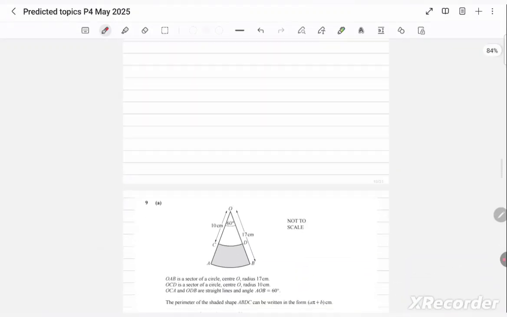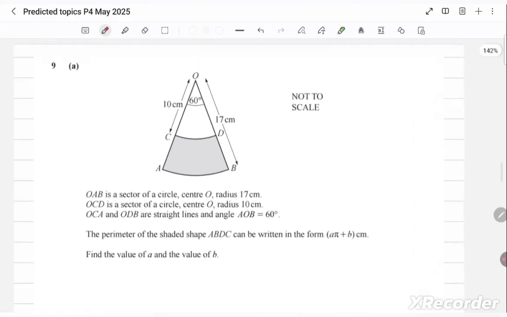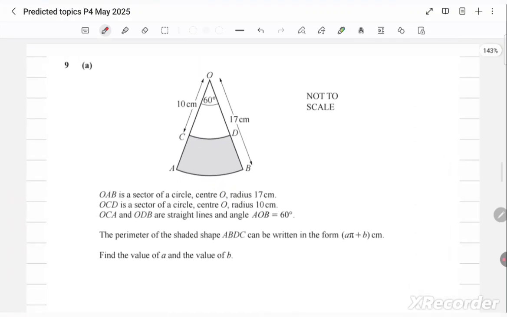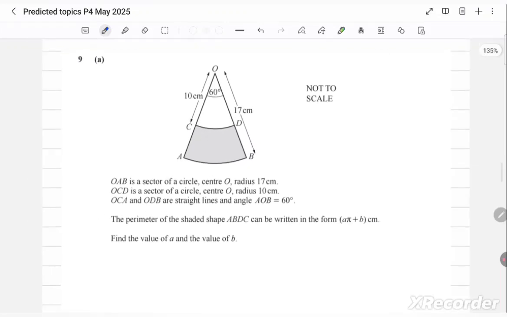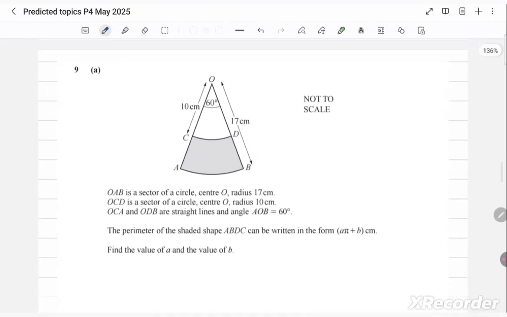Now, sectors, shaded sectors. You should usually know how to find the shaded area and how to find the shaded perimeter. You should know how to find the radius. Sometimes they ask to find the radius. Let's see this question. In this question, find the value of A and the value of B.